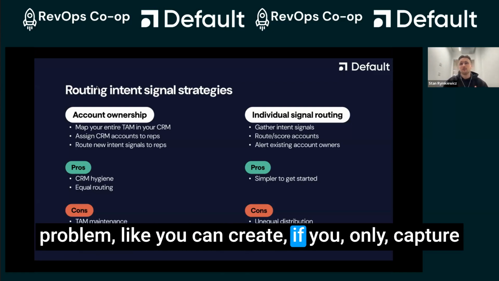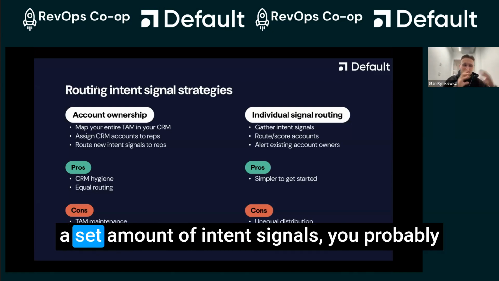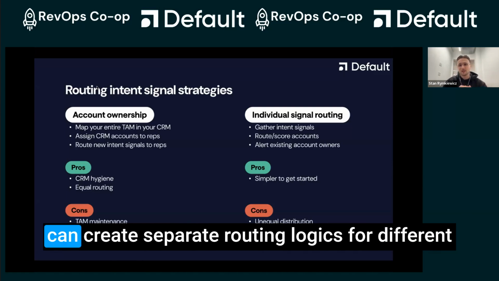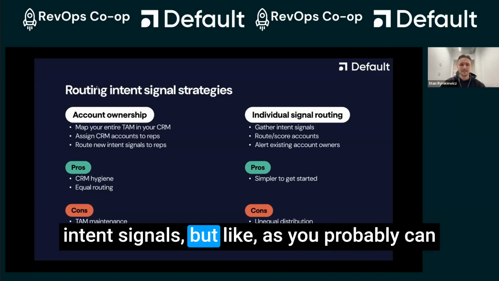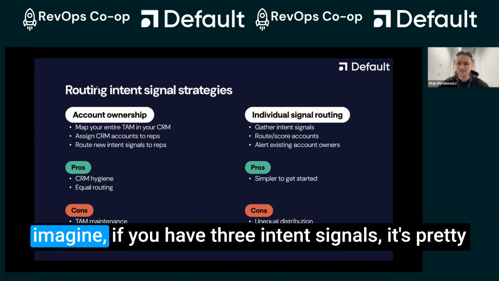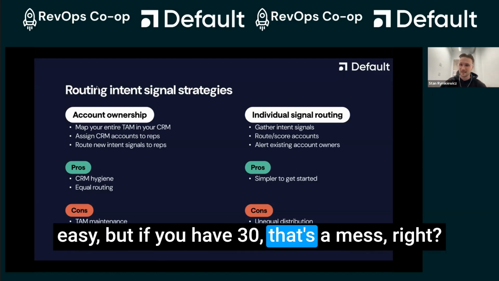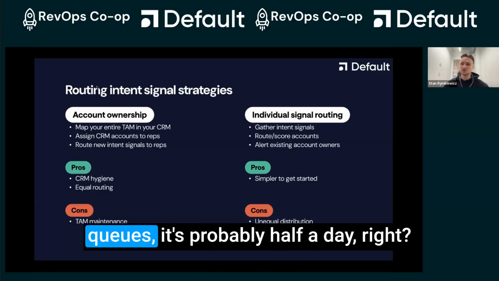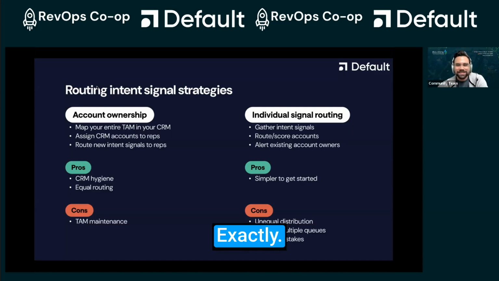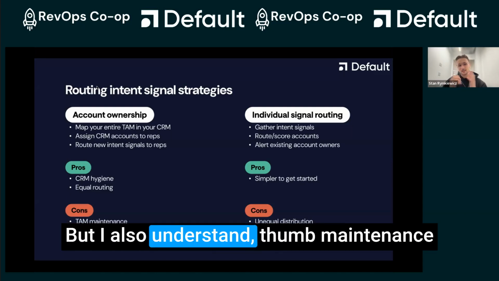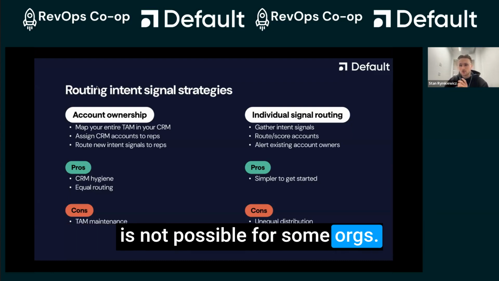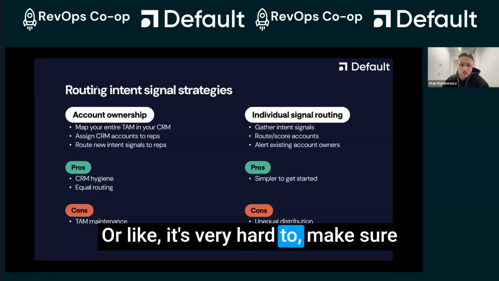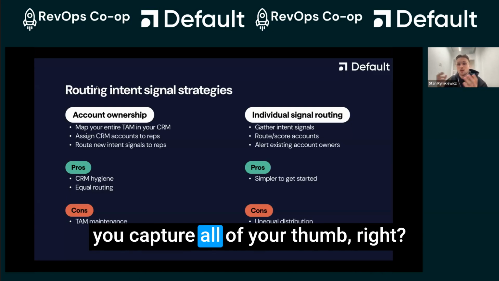I think there is also a solution for that problem. If you only capture a set amount of intent signals, you probably can create separate routing logics for different intent signals. But as you can imagine, if you have 3 intent signals, it's pretty easy. But if you have 30, that's a mess, right? Because adding even one rep to 30 queues is probably half a day. So that's not possible. But I also understand TAM maintenance is not possible for some orgs, or it's very hard to make sure you capture all of your TAM, right?